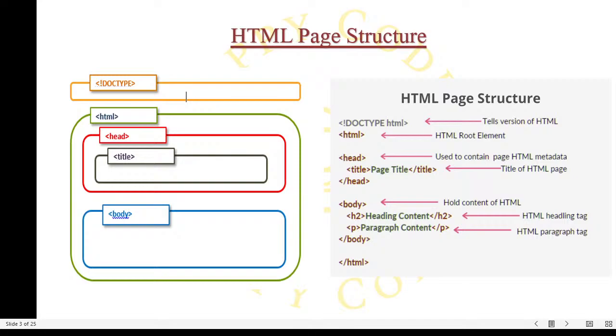Then we have two tags that are sibling tags. They work hand in hand. We have the head tag and we have the body tag. The head tag is used to contain the page metadata. This is where we give the browser vital information about our web page. And we have the body, which consists of the content of our HTML page itself. So we'll be looking at all of this as we begin to code in just a bit.